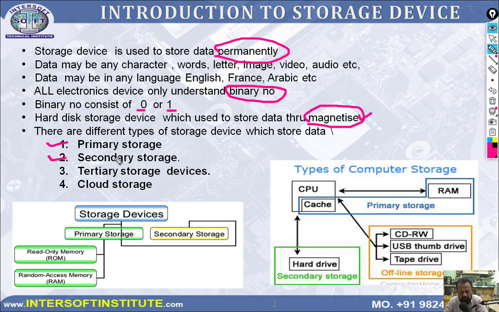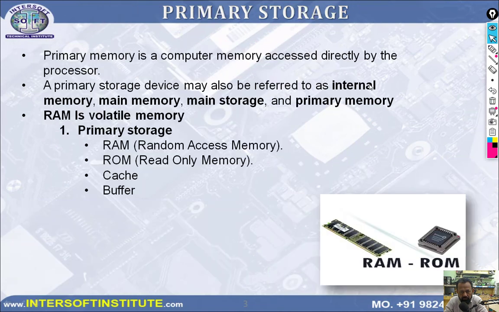Secondary storage is connected with an additional cable, and it is inside the CPU only, but for a hard disk and other devices you can use secondary storage. Another is tertiary storage, meaning floppy disk and the like, and cloud storage. The storage devices are primary and secondary. In primary, ROM is there. So these are the types of storage. We will go further in depth.